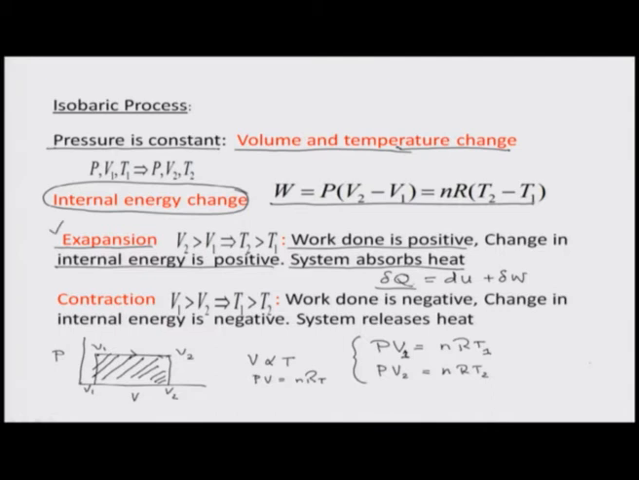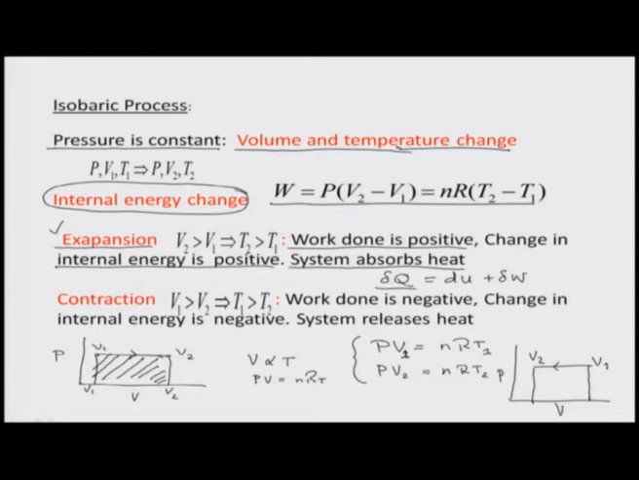Okay. So, now we think of contraction. Contraction means, remember, your V2 is the final value and V1 is the initial value. So, for the contraction process, if I draw in the PV diagram, you are coming from V1 to V2. So, you see, since V1 is greater than V2, work done is negative, change in internal energy is negative, and the system releases heat, because in this first law dU is negative, delta W is negative. So, delta Q is also negative.